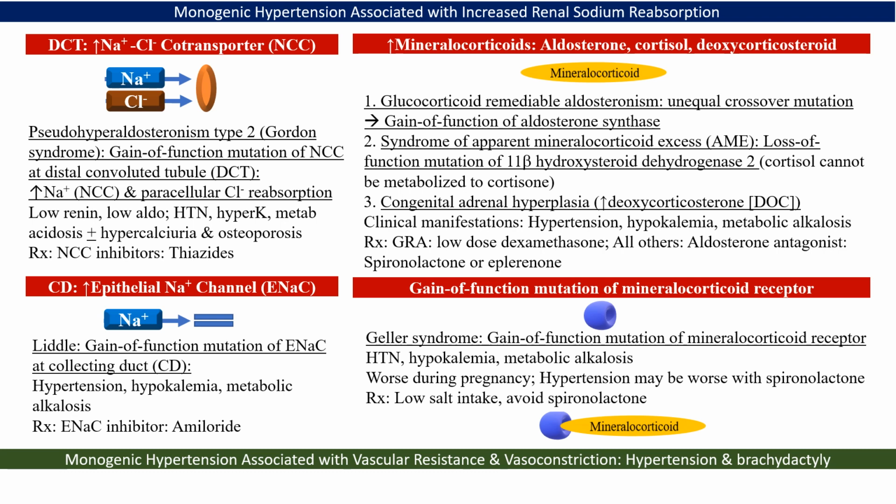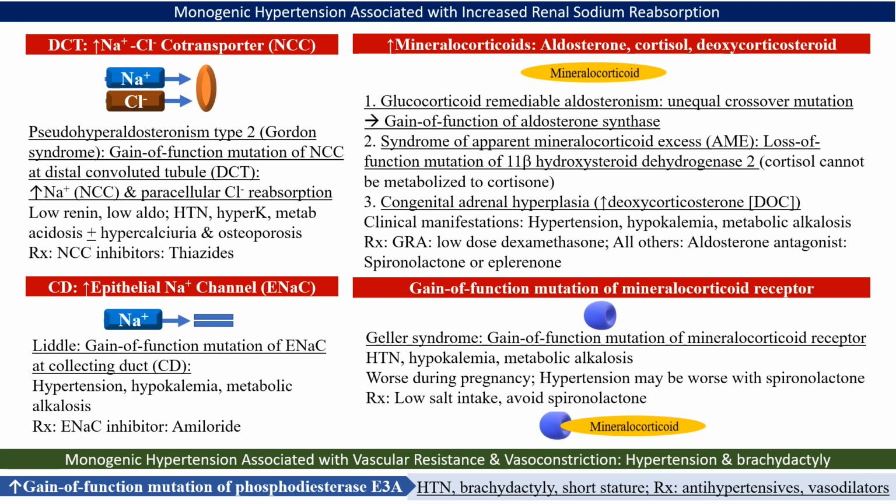As for the one form of monogenic hypertension, unrelated to increased renal sodium reabsorption, but related to increased vascular resistance and vasoconstriction, known as hypertension with brachydactyly, there is a gain-of-function mutation of phosphodiesterase 3A. In this condition, there is increased phosphorylation of PDE3A, leading to vascular smooth muscle proliferation and vasoconstriction.